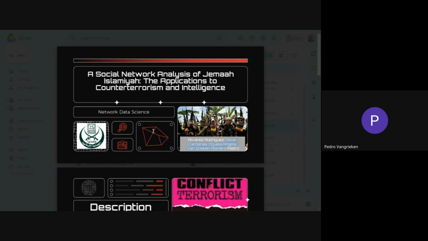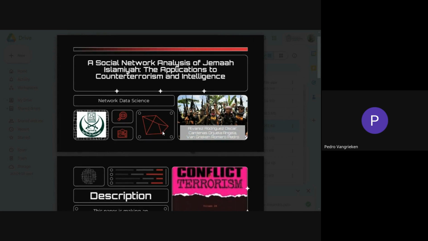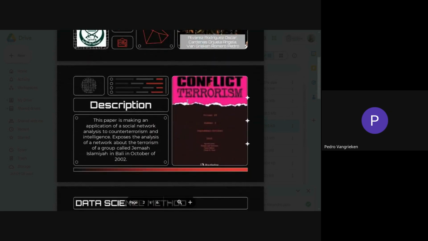The article we chose, and we are Oscar Rodriguez, Angela Cárdenas, and myself, Pedro Angreken. The article we chose is a social network analysis of Jemaah Islamiyah, and it is about the application to counter terrorism and intelligence. Next slide, please. First, we're going to make a little description of the article, and then we're going to talk about the data science methods and the results we got.